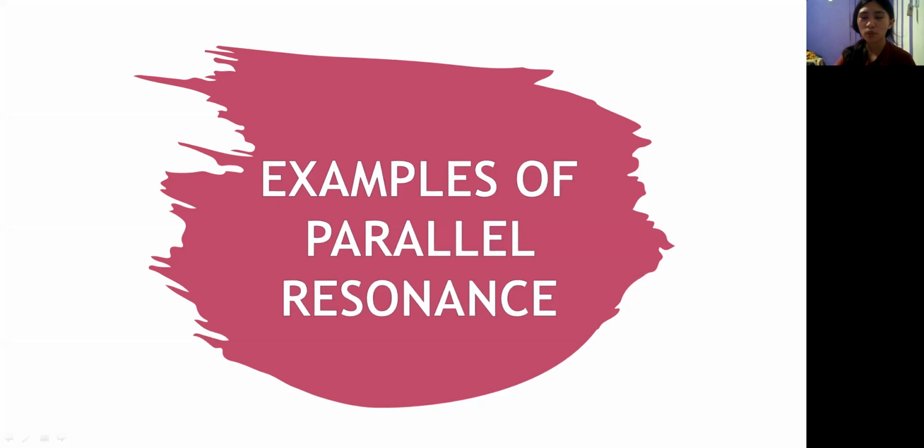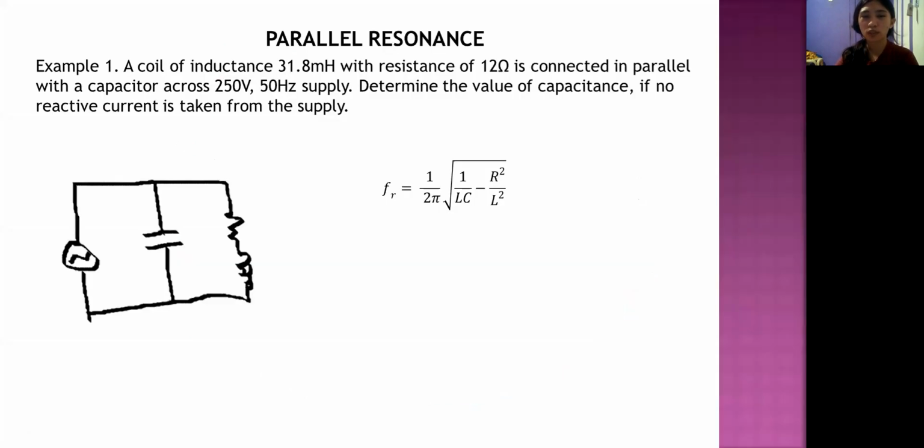As for the examples of parallel resonance, we'll have the first one. In this example, I've just given a simple example of a parallel resonance. The given states that the coil of inductance 31.8 millihenry, here I've just drawn the circuit. Just assume that my drawing is perfect. This is the inductor, with its resistance of 12 ohm, and is connected in parallel with a capacitor.